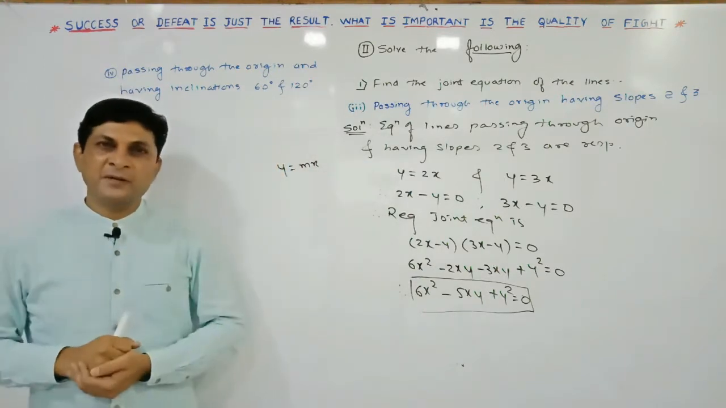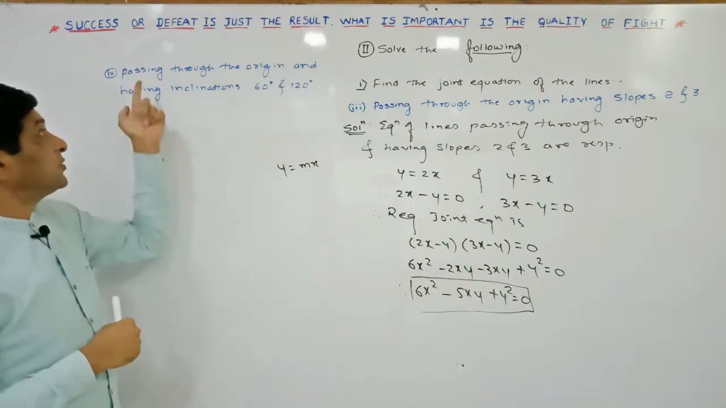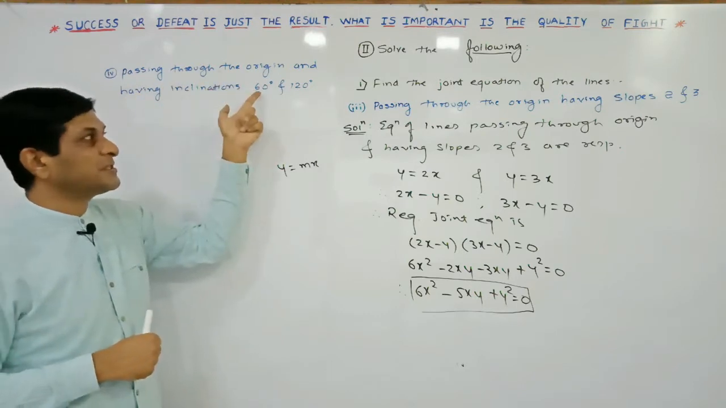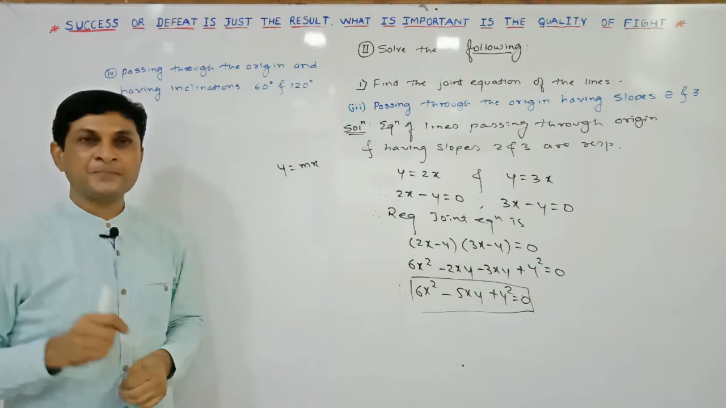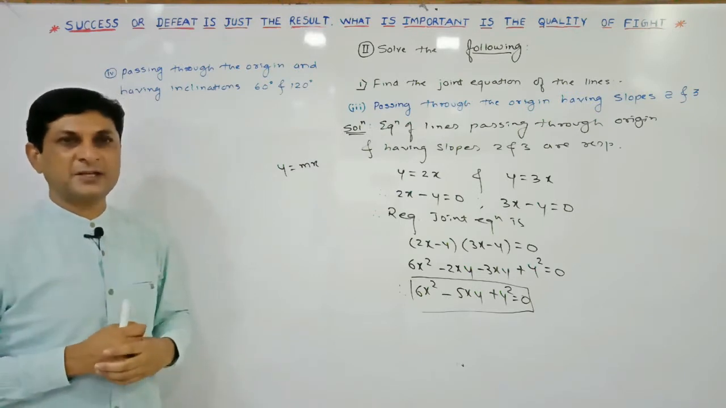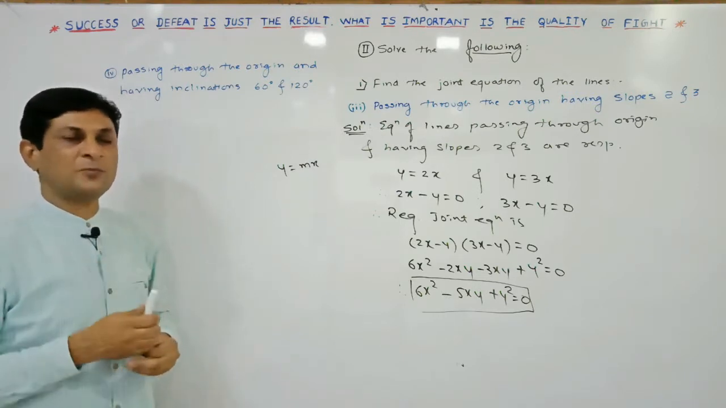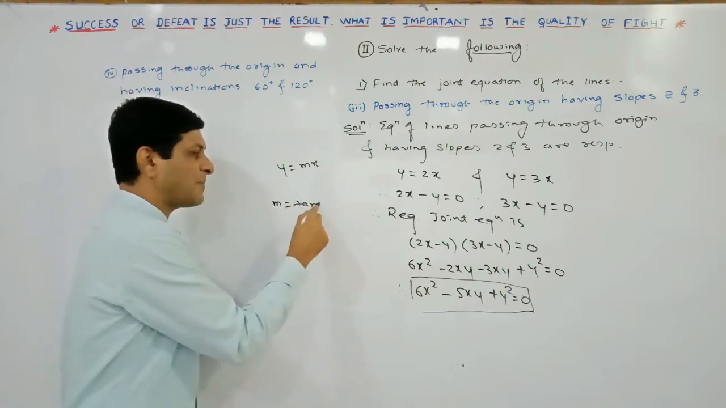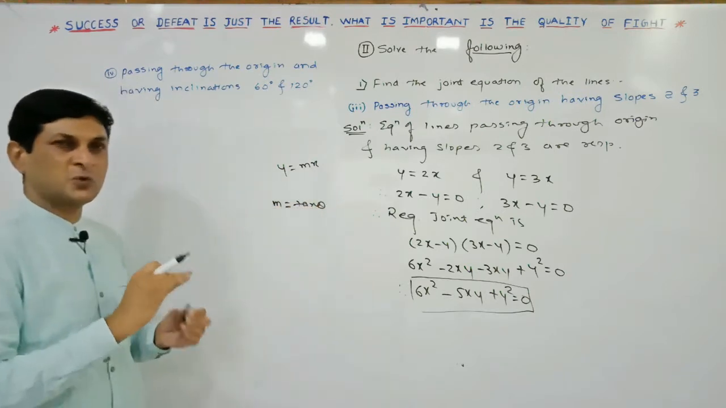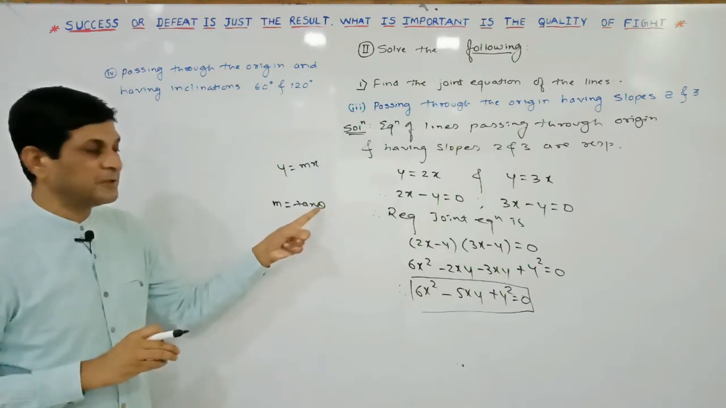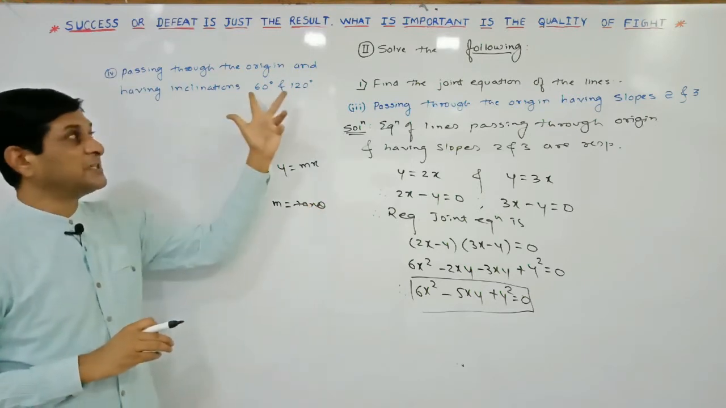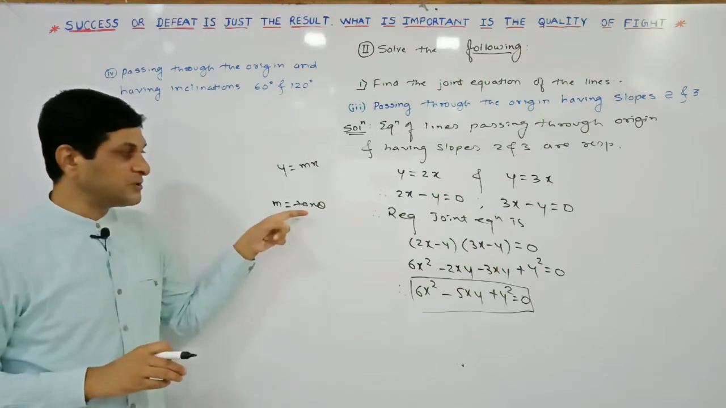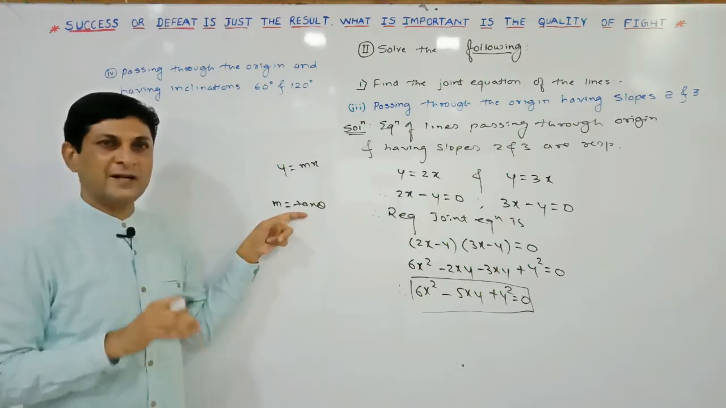Now see the example number 4th. In the example number 4th, line passes through the origin and having these inclinations 60 degree and 120 degree. If inclinations of the lines are given to us, then we have one formula to find out slope. What is the formula? M is equal to tan theta. Applying this formula, we are able to find out slope of the line. Here theta is nothing but what? Inclination. So in this case, inclination of both the lines are given to us. From this, applying this formula, we are able to find out slope.